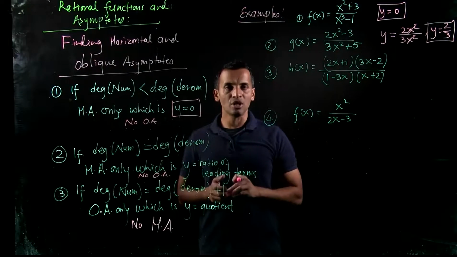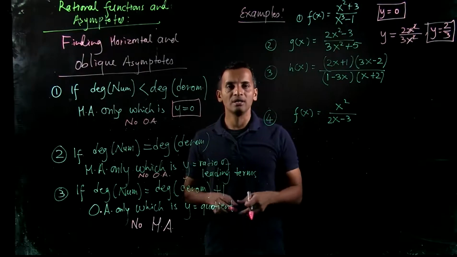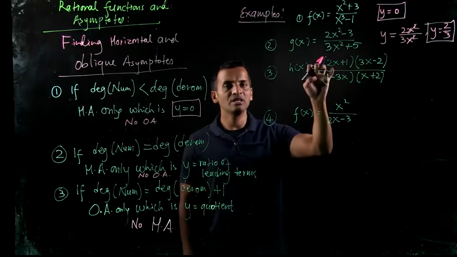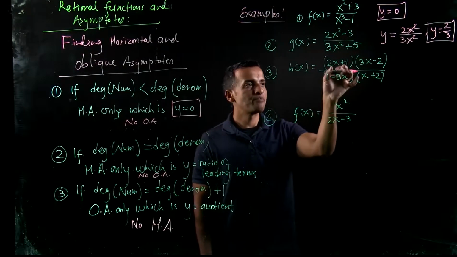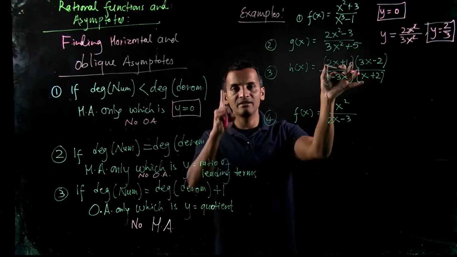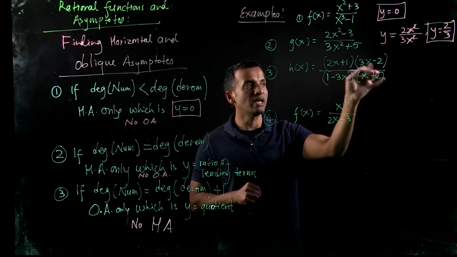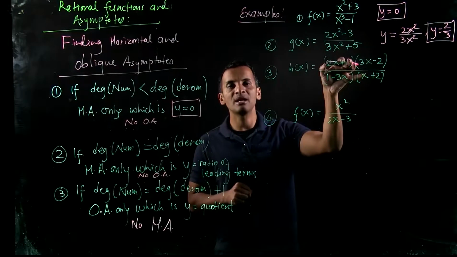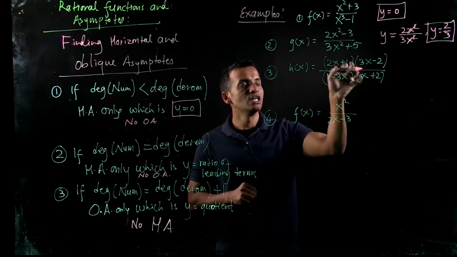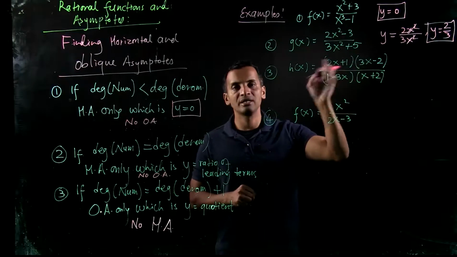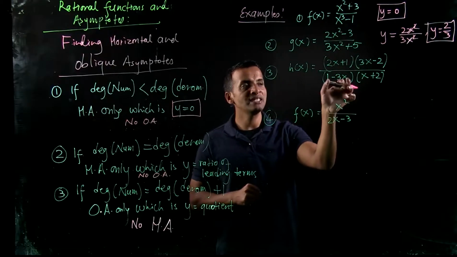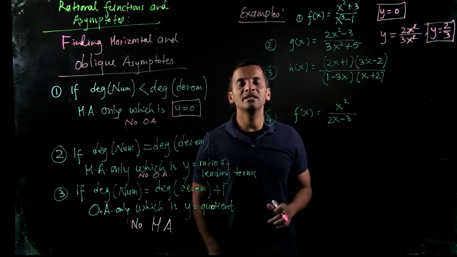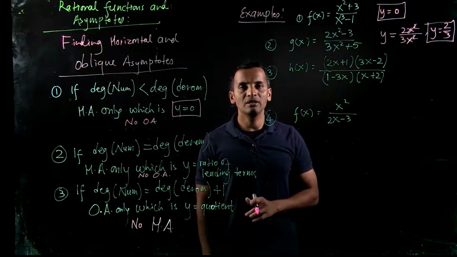Sometimes though you will have to FOIL the top and bottom to find the leading term. For example, here, what is the degree of the top? The first factor has degree 1 because the highest exponent is 1. The second factor has degree 1 as well, but these two factors are multiplied, meaning the degrees will be added. So the top has 1 plus 1, that is degree 2. The bottom has degree 1 and degree 1, so the bottom also has degree 2. So they have equal degrees.